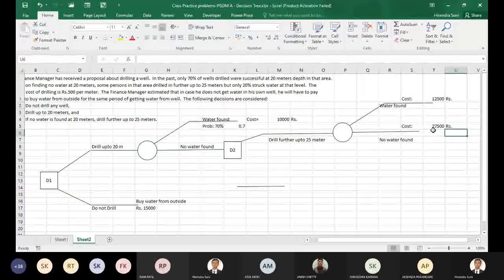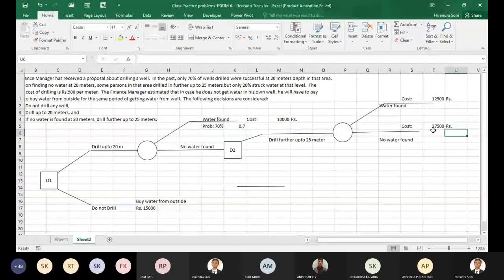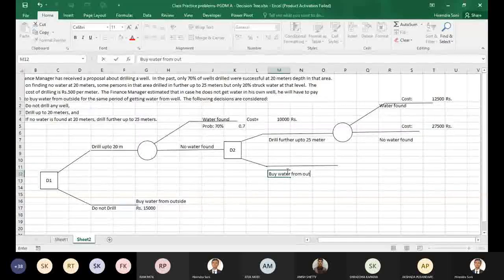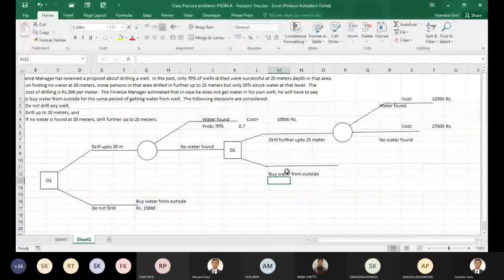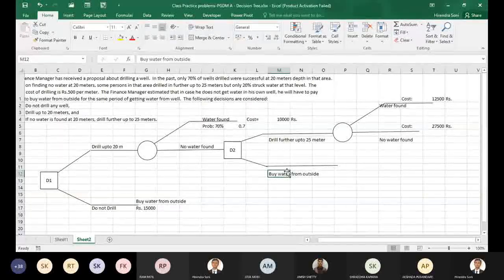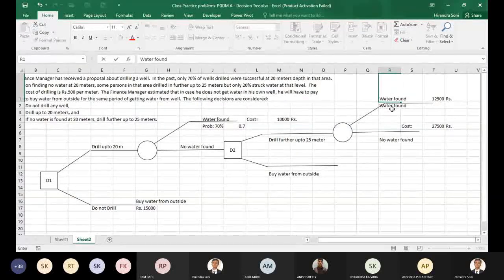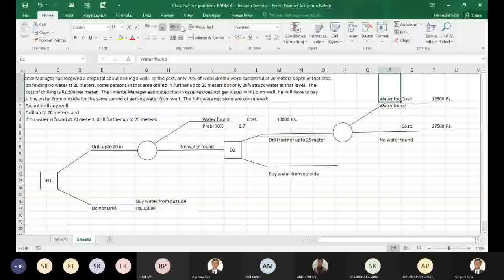Now let us look at the second option. Either I can drill or I can just simply decide to buy water from outside. Sir, the probability of finding water at 25 meters is said to be 20%, right? We will take that, wait 2 minutes. Okay, we'll take that. What probability is given for this? 30%. One second, there it is 20%. 20%.